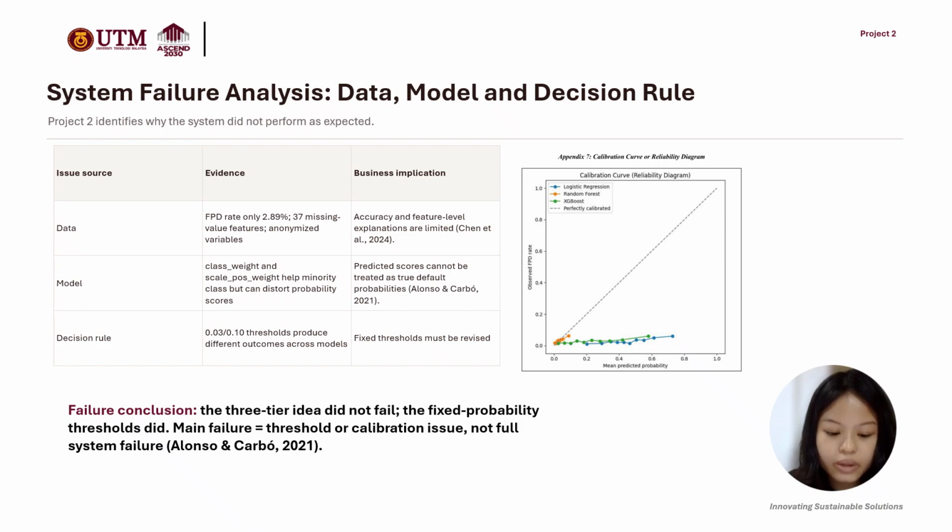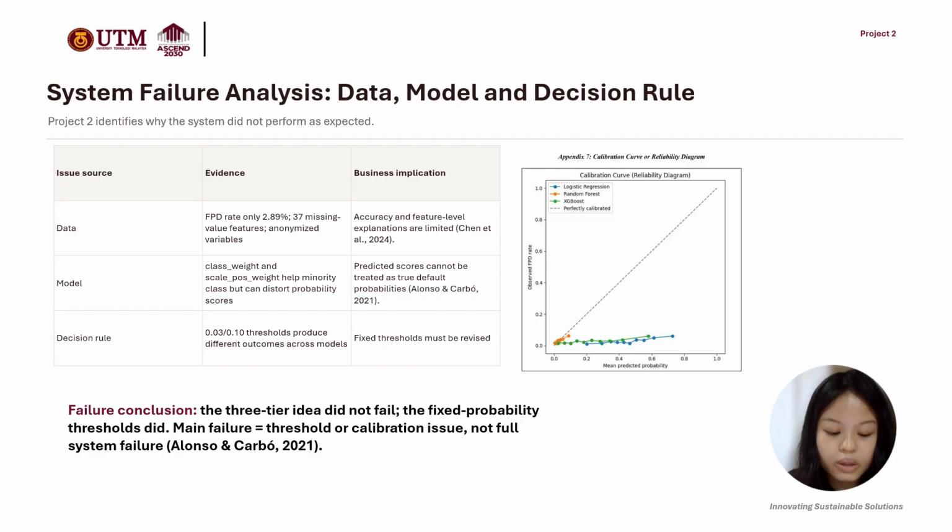Next, system failure analysis. The issue came from three areas: data, model, and decision rule. For data, the FPD rate is only 2.89%. 37 features have missing values and the features are anonymized. This makes accuracy misleading and limits feature-level explanation.